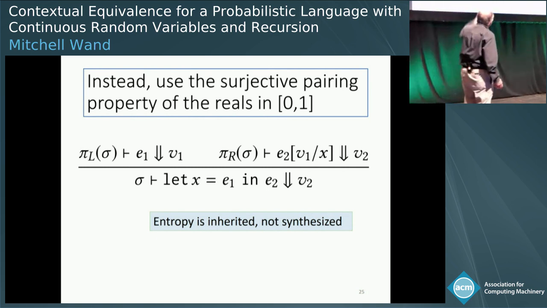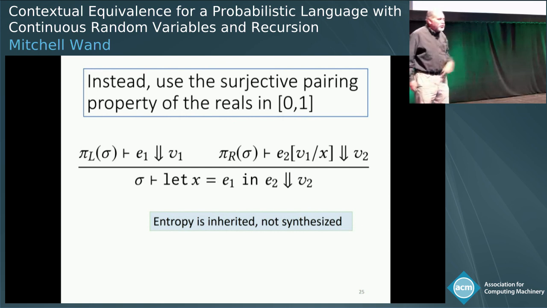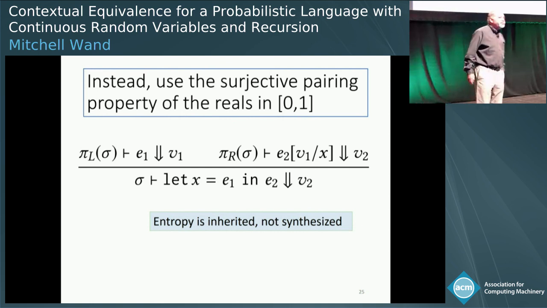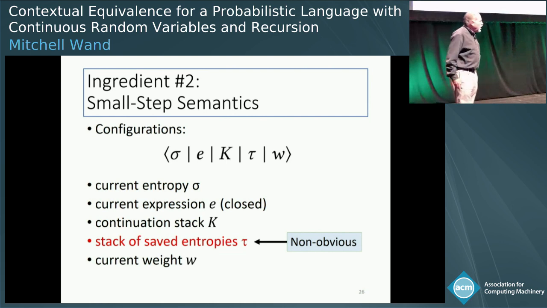Okay. And so if I have a let expression, you run it with some random real sigma, right? You run E1 with the even-numbered bits, run E2 with the odd-numbered bits. Okay, entropy is inherited, not synthesized. Okay, ingredient number 2: big step semantics is pretty. Small step semantics turns out to get you farther.